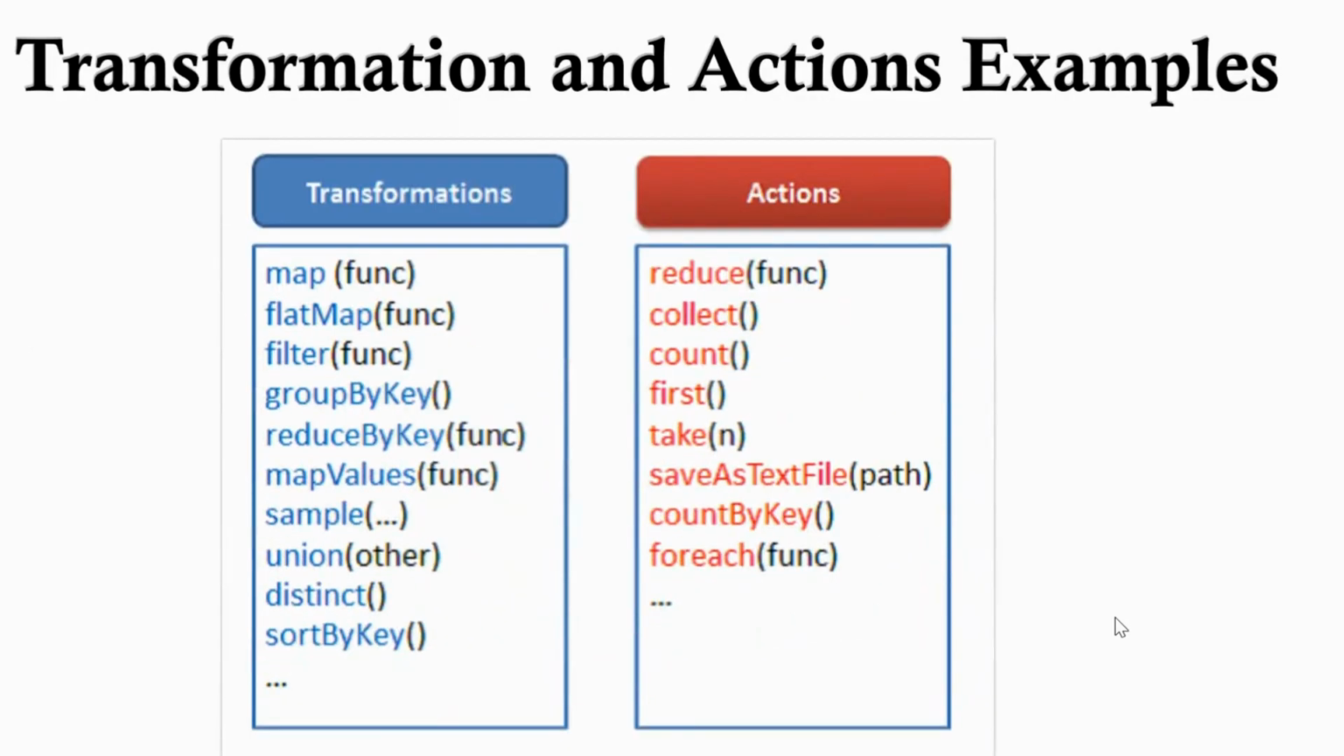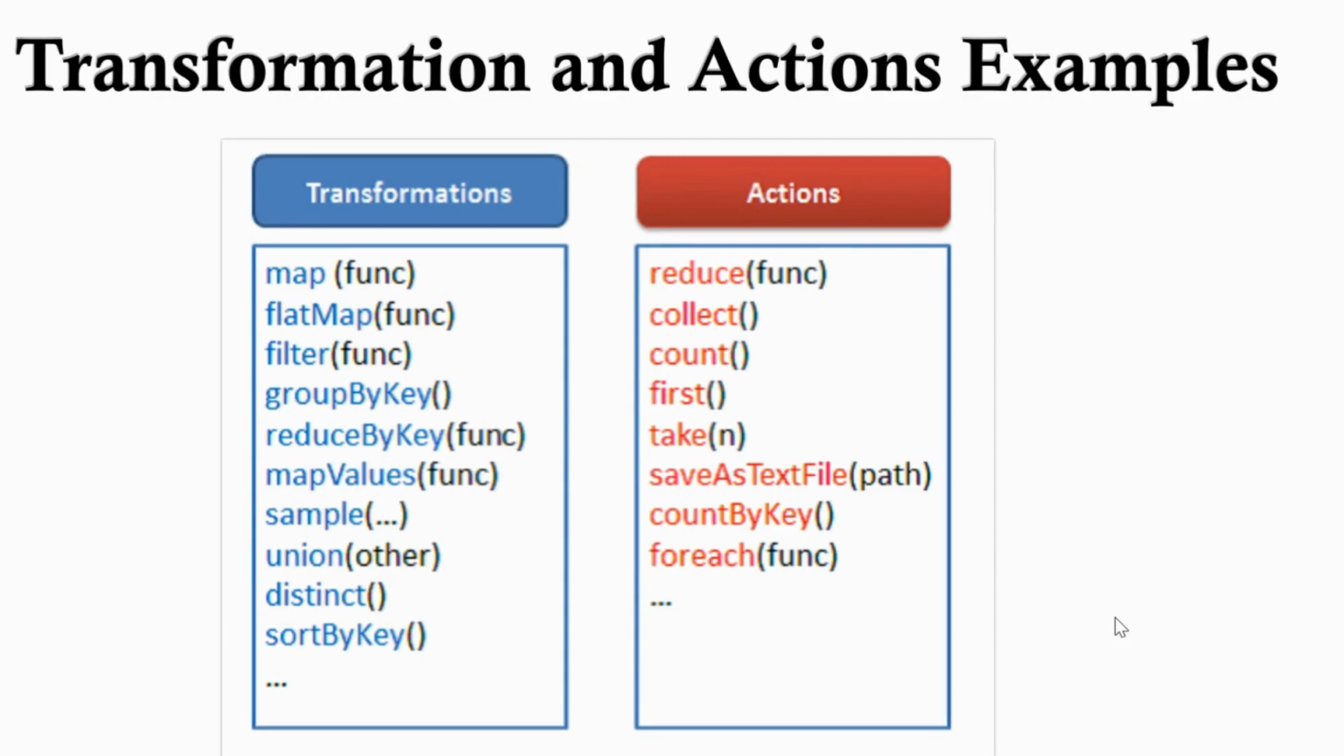Then let's see some examples of transformations and actions. Transformations could be map, flatMap, we could filter out some data, we could group the data, or we can do a reduceByKey. We can get the values using mapValues, or we can do a union operation or distinct operation. The ones that I have listed right now on the screen are the majorly used transformations and actions. There are many more transformations and actions that you will find.